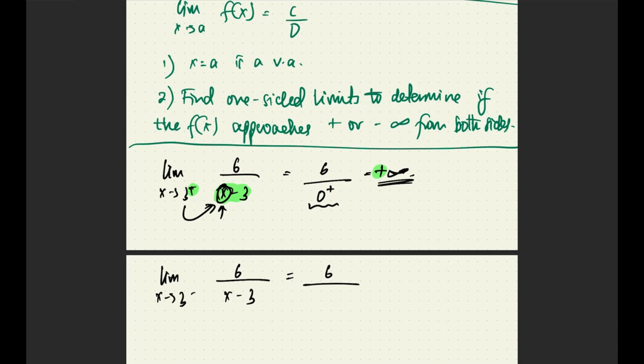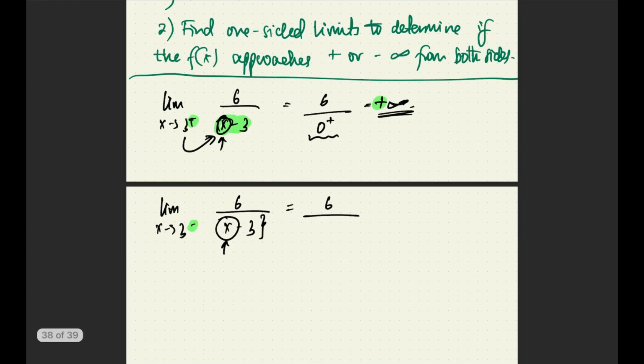So we are approaching 3 from the left hand side. So that means that this x over here is slightly lesser than 3. So if this x is slightly lesser than 3 over here, the denominator is going to be a very, very small number, which is going to be close to 0, but it's going to be negative.